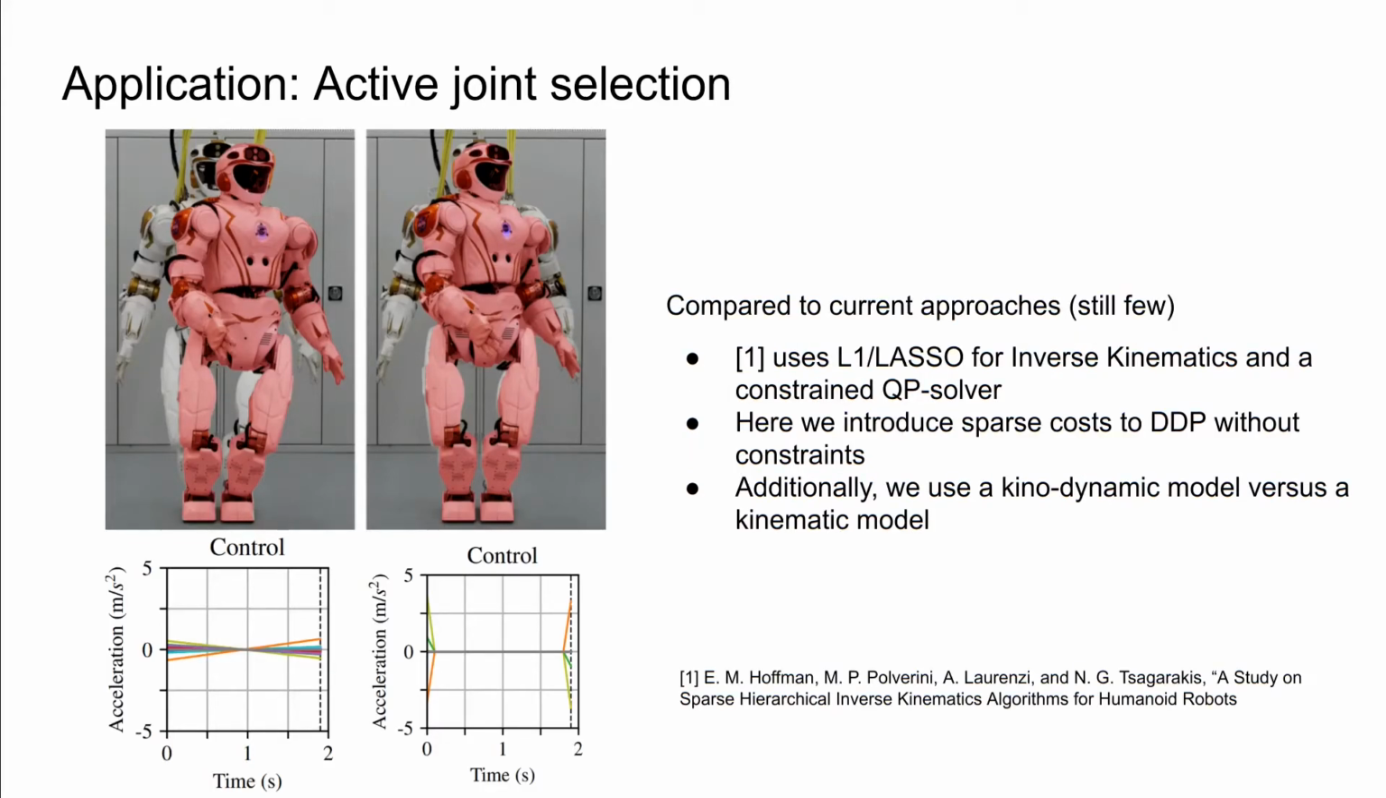Compared to previous approaches, we used differential dynamic programming and not a constrained QP solver such as in [1], and we introduced sparse cost to the DDP's cost without using constraints, as well as using a kinodynamic model versus a purely kinematic model in an IK approach.